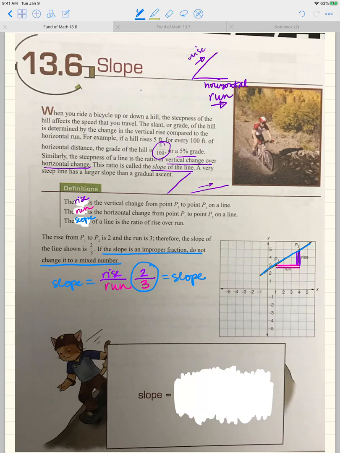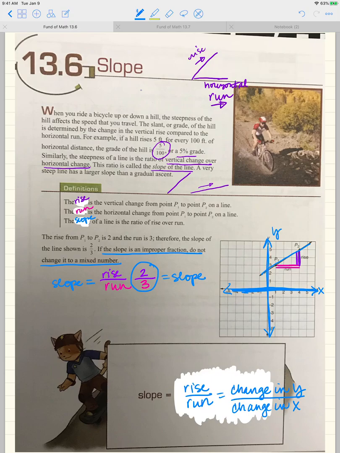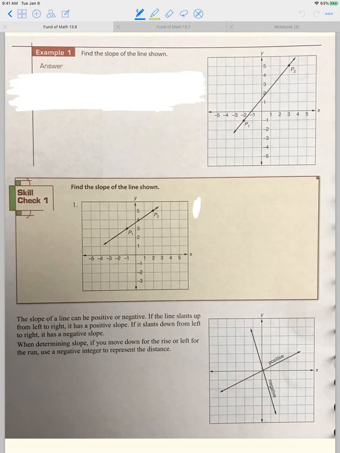So slope, again, is rise over run, which is the change in y, because that is our vertical, over the change in x, because that's horizontal, because this is our x-axis moving horizontally, okay? Here's our x, and our y-axis moves vertically, okay? So slope is equal to rise over run, which is the change in the y over the change in the x. Example number 1 says find the slope of the line shown.